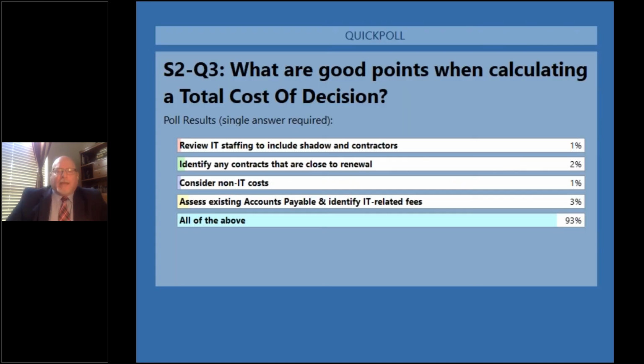Here we go. That's what we're looking at. 93%, all of the above. Absolutely. Reviewing your staff, including shadow contractors, is absolutely necessary. Identify any contracts that are close to renewal. That's going to help you, especially if you're trying to predict operating costs as a TCO going forward.